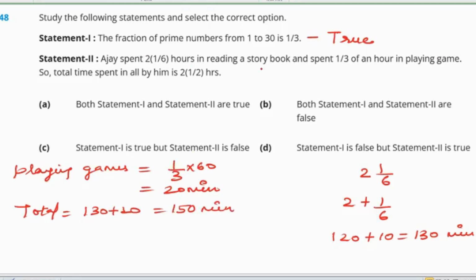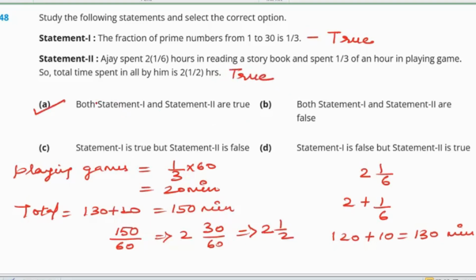Correct. Now the question is saying the total time spent in all by him is 2 hours, 2 whole 1 by 2. Okay, so when we are going to divide this by 60, we will be getting what? 2 6s are 120, 30 is left. So 30 by 60, and 30 by 60 we can write as 1 by 2. Yes, so that is also correct. That is also true. So we can say both statement 1 and 2 are true.